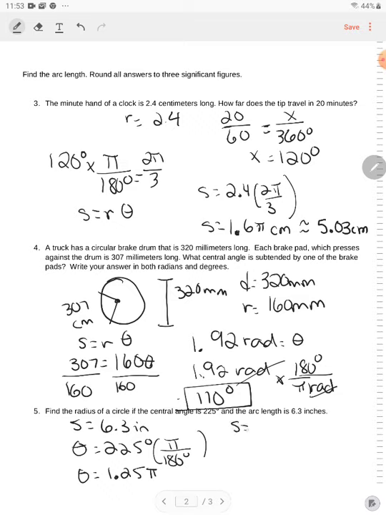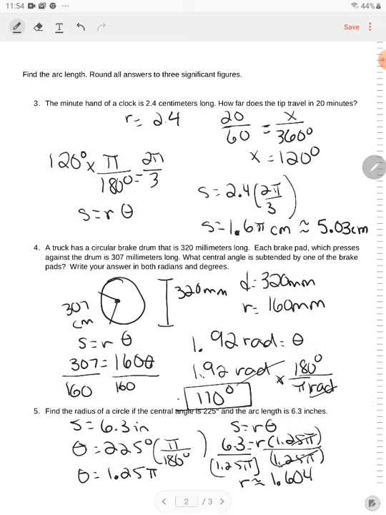We know that S is equal to R times theta. So 6.3 is equal to R times 1.25 pi. Divide by 1.25 pi on each side. So 6.3 divided by 1.25 pi, and we get 1.604. So R is approximately 1.604, and our units are inches. So we'll put inches.